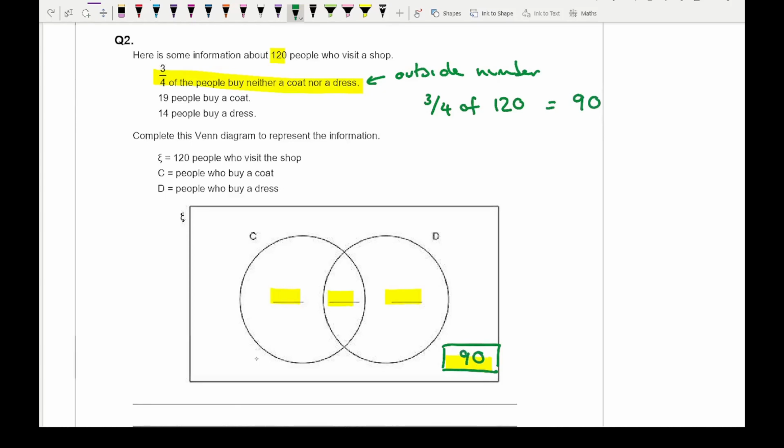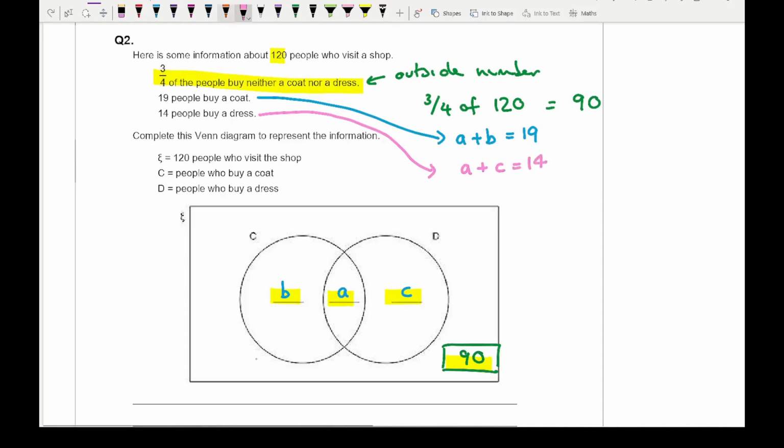Now it also says that 19 people buy a coat, 14 people buy a dress. Typically when you're completing a Venn diagram, you always want to start in the middle. Now we don't know the number of people who own a coat and a dress, so I'm just going to label that A. And we'll label this section B and this section C. So from this information, the coat, which is represented by the circle C, I know that A plus B equals 19. And I also know from the other bit of information for the dress that A plus C equals 14.